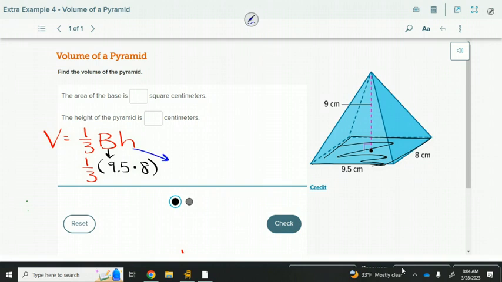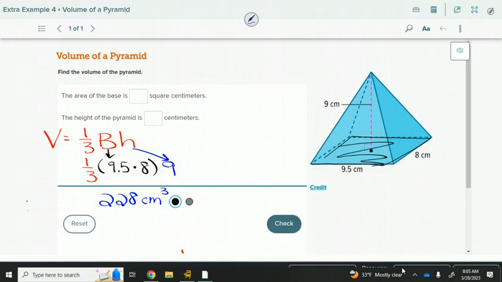And then the height, so this is the height of the whole pyramid. What's the height of the whole pyramid? What number is that? 9. Okay, then we just multiply all these numbers together. 1/3 times 9.5 times 8 times 9. It will be a whole number. What do we get? 200 and what? 28, thank you. So 228, and then I'm going to label it, these have all been centimeters. Centimeters cubed. And there's how we do that part. Questions on that one before we try another one?